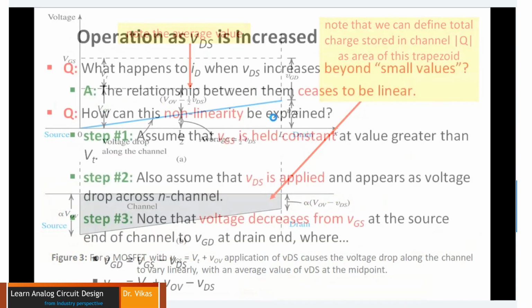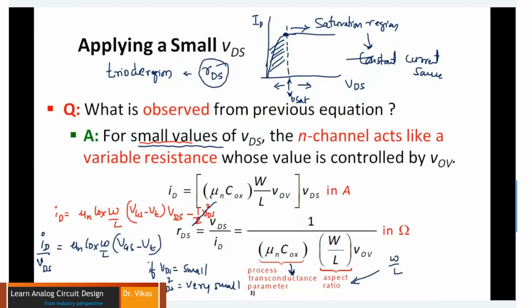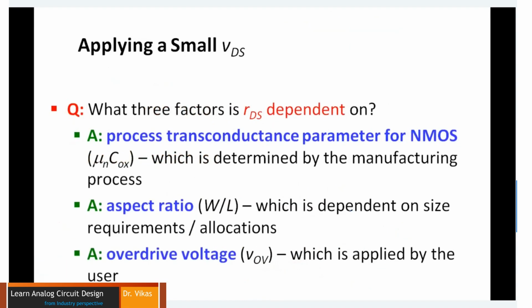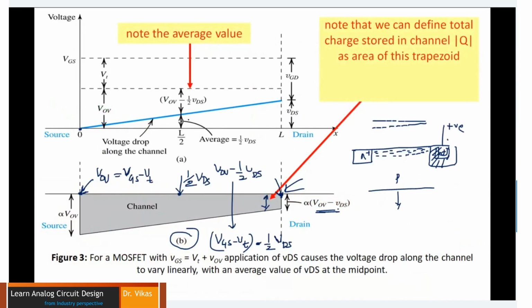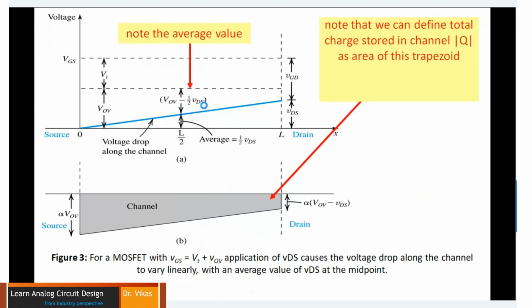If I go back to the equation of the RDS, ID is equal to mu Cox W by L times VOV times VDS, I'm rewriting this equation over here. So mu Cox W by L, and then VOV times VDS. Now VOV is represented by the term VOV minus half VDS. Why VOV minus half VDS? Because we just saw that the voltage at exactly the middle of the channel will be VOV minus half times VDS.